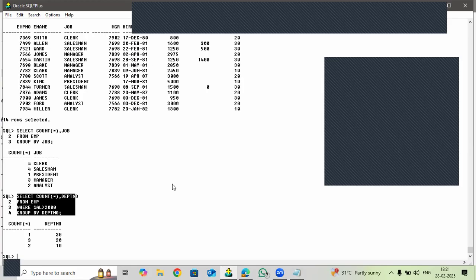Is it clear with group by clause? Nitya, Sai, Shiva, Sonia, Teju, Yamini? Yes, sir. Yes, sir. Good.